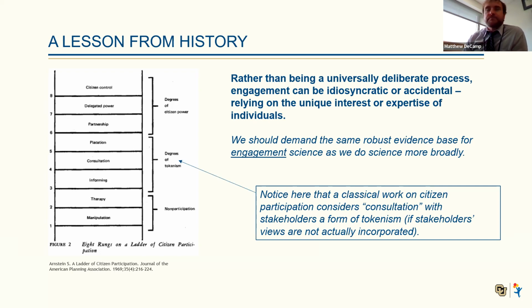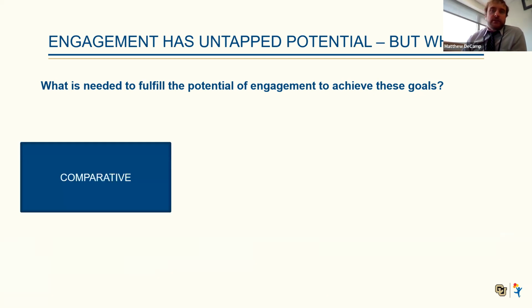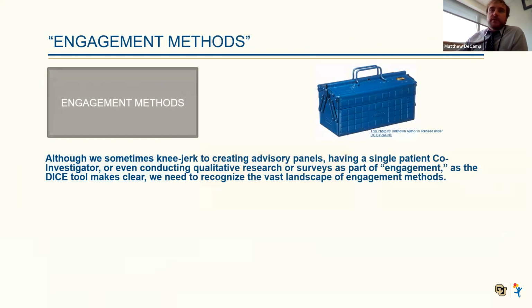We'll go to the next slide. Now, I happen to think, and others might agree, that engagement still has untapped potential. We might ask ourselves, well, why is it? What is needed to fulfill the potential of engagement to achieve the goals that we've heard and already talked about today? Well, I think that there are three things. The first, and you can go ahead and click all three on. The three things that are needed are comparative evaluation of engagement methods. And I'm just going to spend a few moments talking about each one of these boxes, but I'm actually going to start with the third box here, and that's around engagement methods.